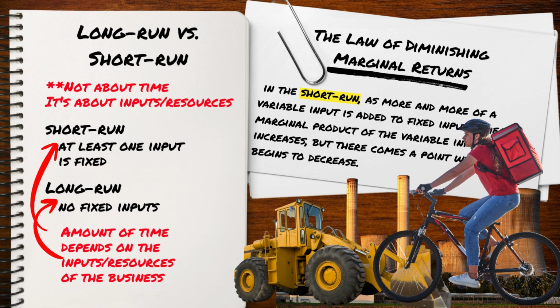So, as you can see, long and short are both relative to the type of business that it is. So, instead of trying to attach an amount of time to these terms, you need to follow the definition. Short run is when there's at least one fixed input. Long run is when there are no longer any fixed inputs.